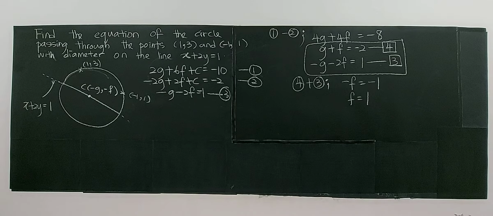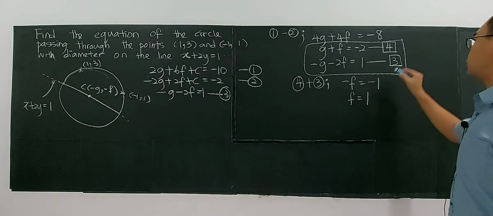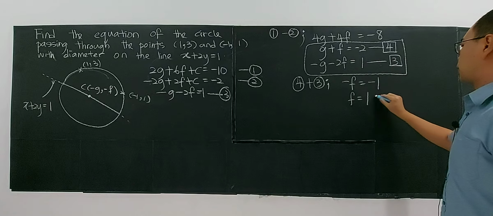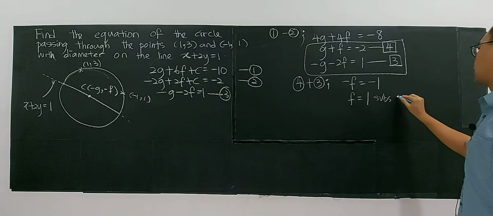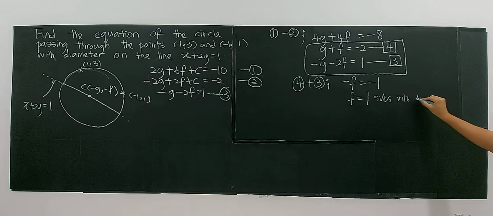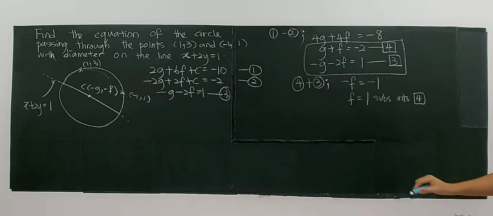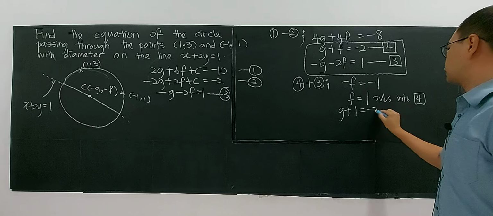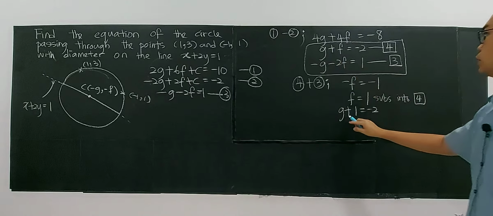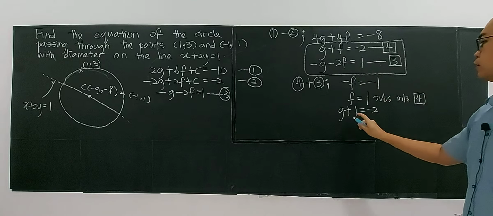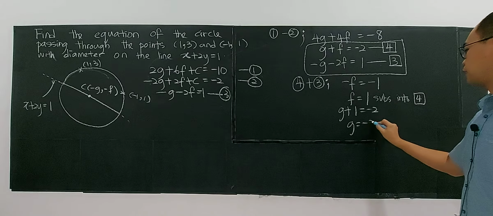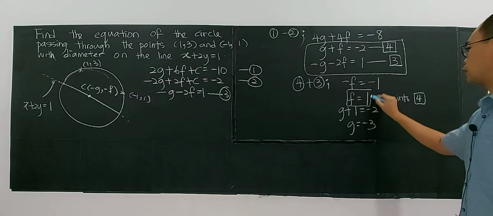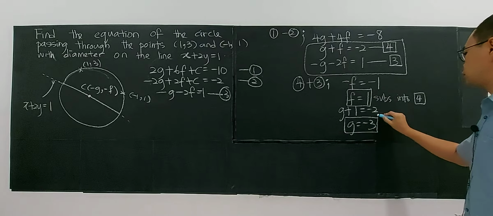With the value of F being 1, we can find the value of G. I can substitute this into equation 4. So we have G plus F equals negative 2, where F is 1. So G is negative 3. We're getting F equals 1, G equals negative 3. And finally, of course, we need to find the value of C.